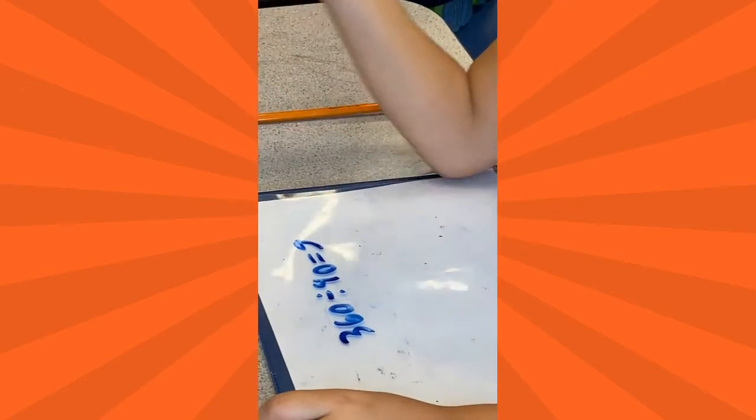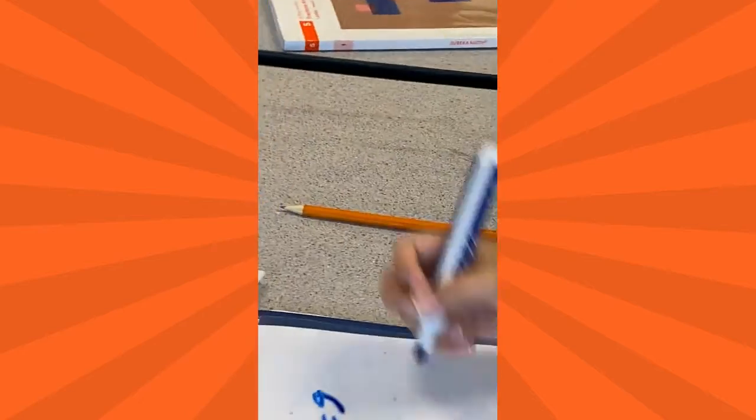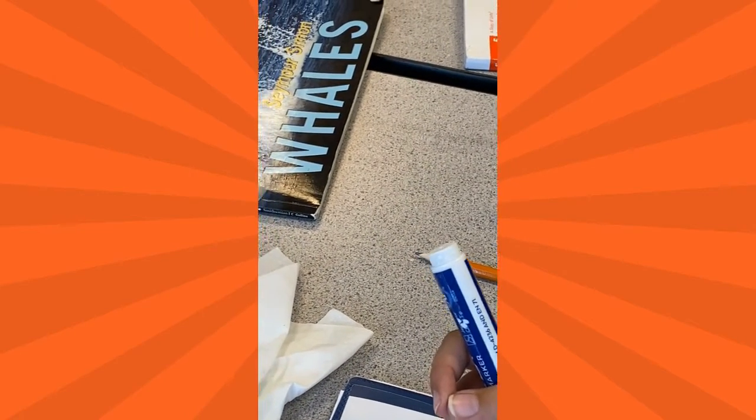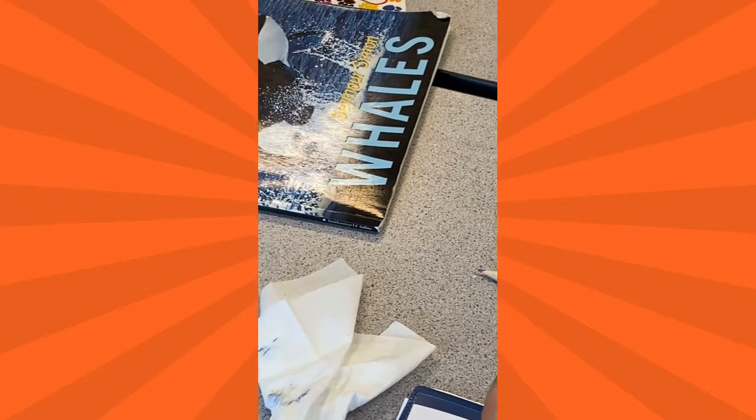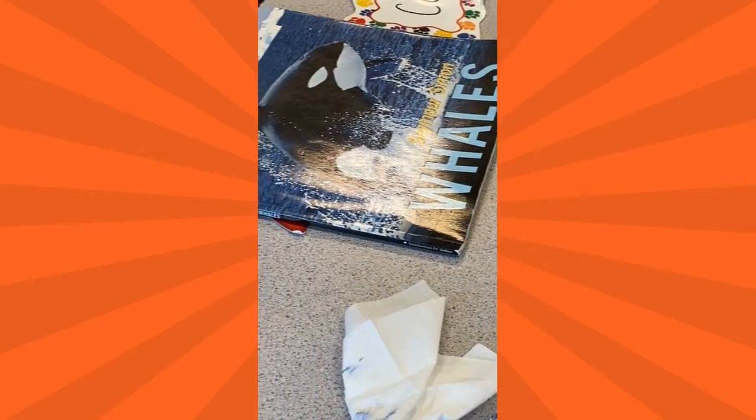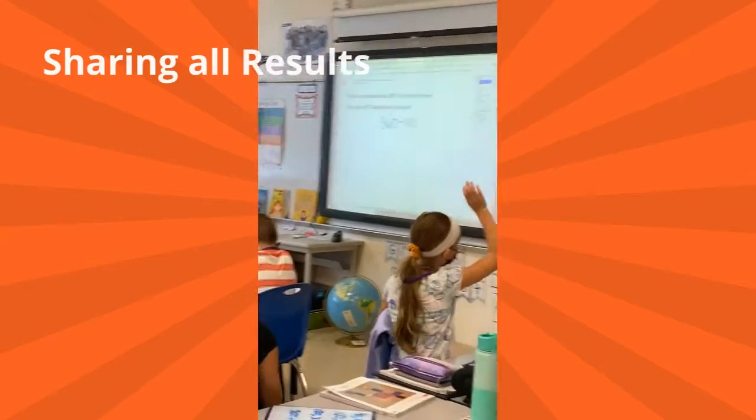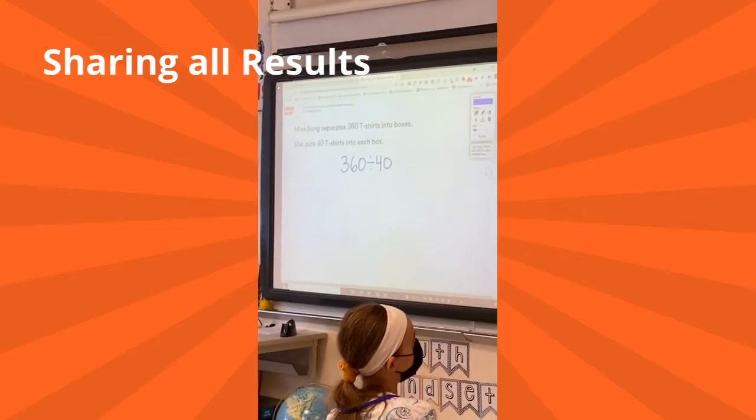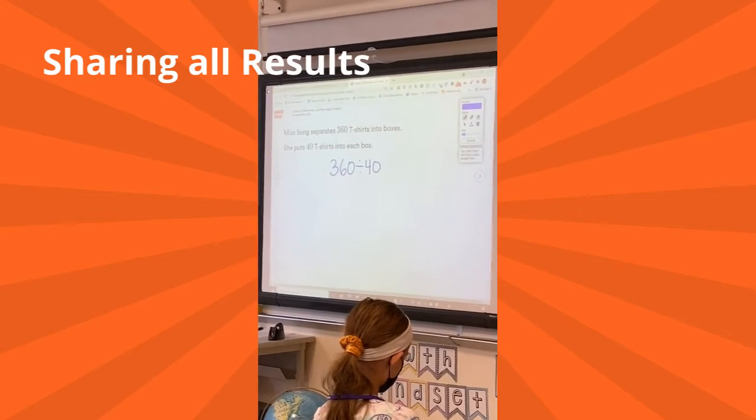It has to be 9 because of the 9 facts. Not 30. Remember, if you do your 9 facts, it will equal 36. And you place 40 in each box. What's being split up? The t-shirts into boxes, and there's going to be 40 t-shirts in each box.